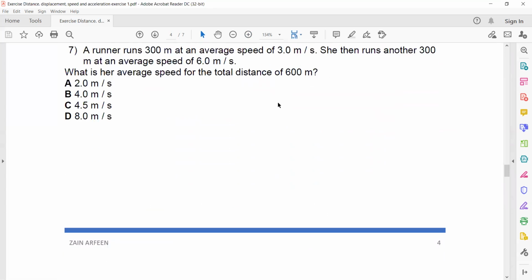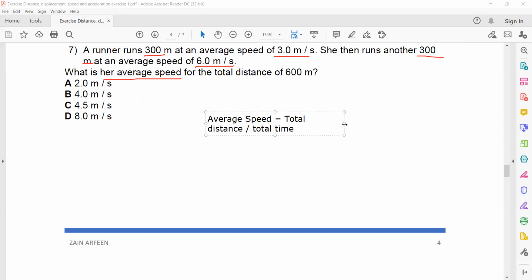In question 7, a runner runs 300 meters at an average speed of 3 meters per second. She runs another 300 meters at an average speed of 6 meters per second. What is her average speed for the total distance? So average speed is total distance divided by total time.